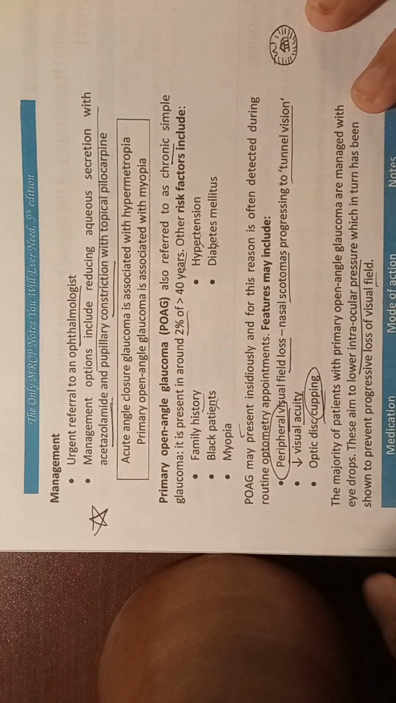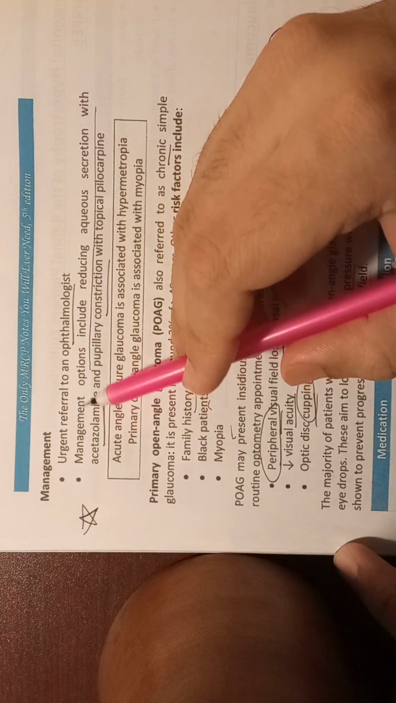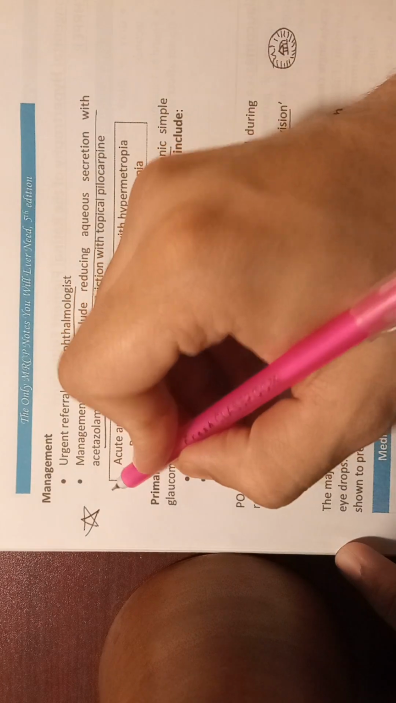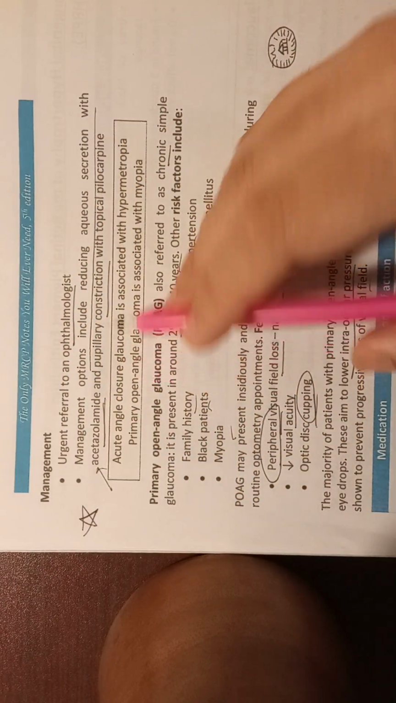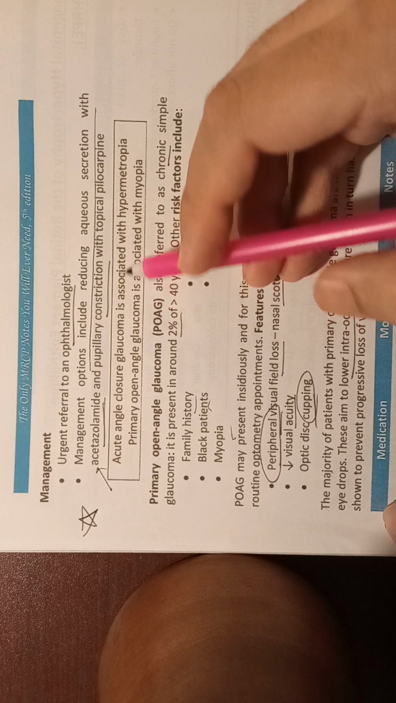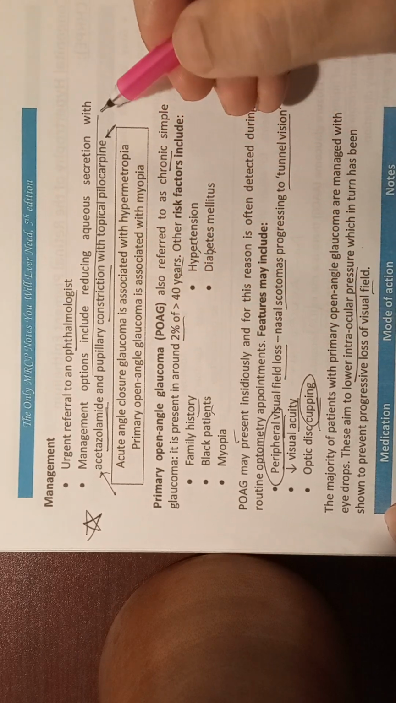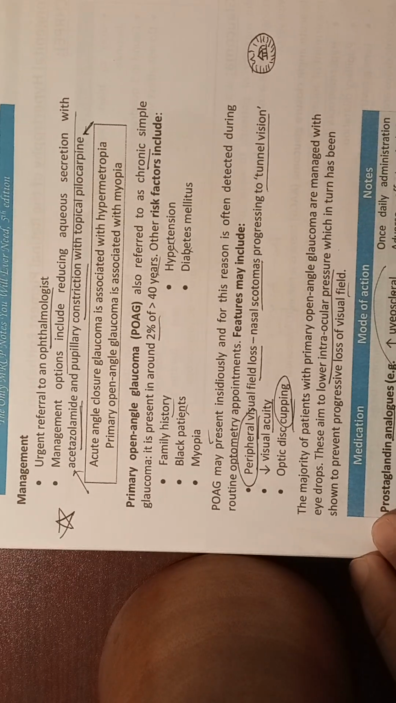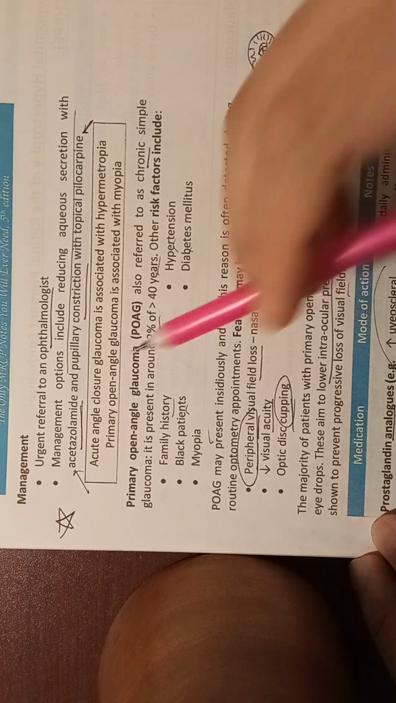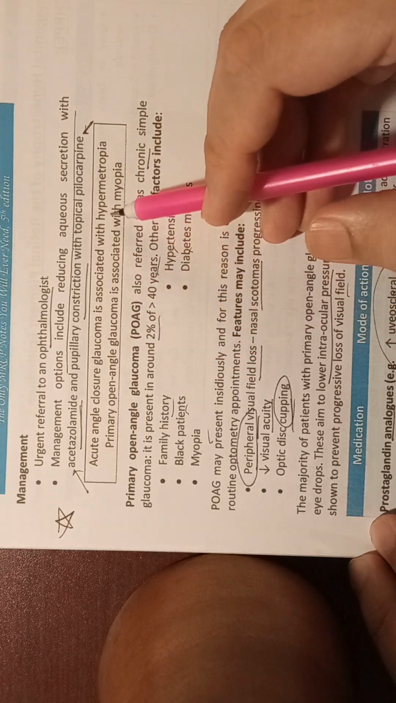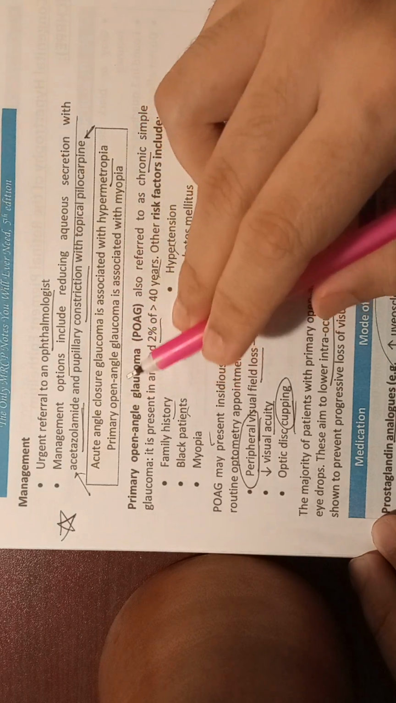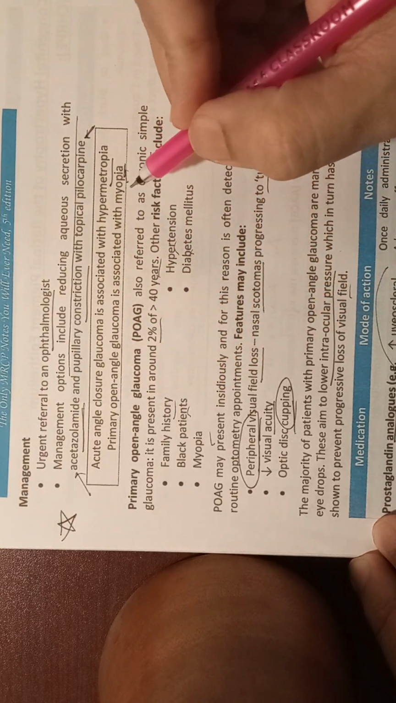And what is the management for that? Management is urgent referral to the ophthalmologist. Management options include reducing aqueous secretion with acetazolamide, and pupillary constriction with topical pilocarpine, which will constrict the pupil. So acute angle closure glaucoma is associated with hypermetropia, as in long-sightedness, and primary open angle glaucoma is associated with myopia.